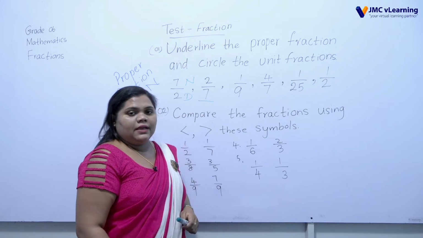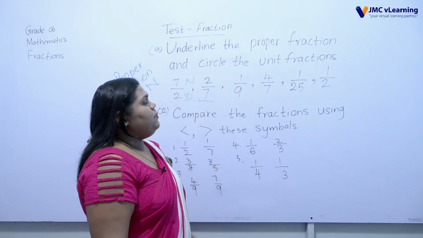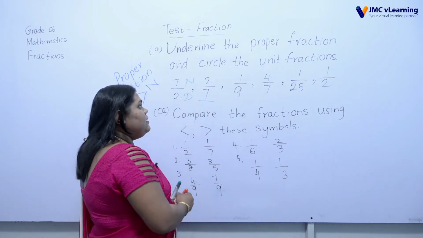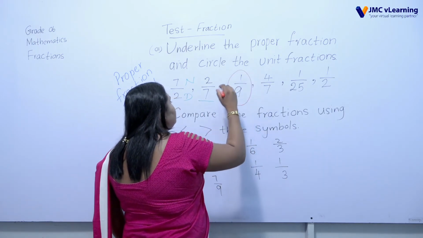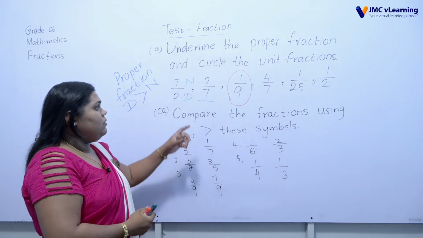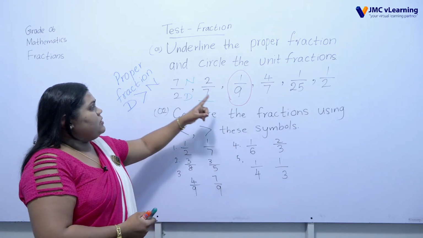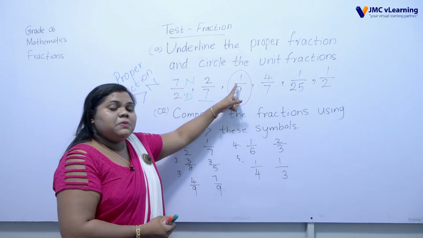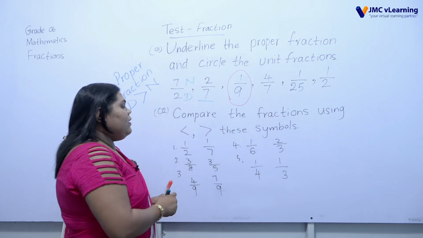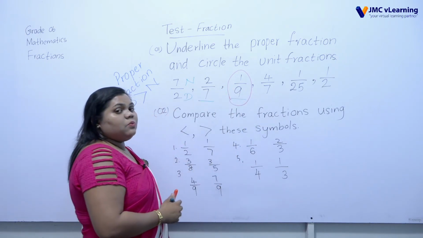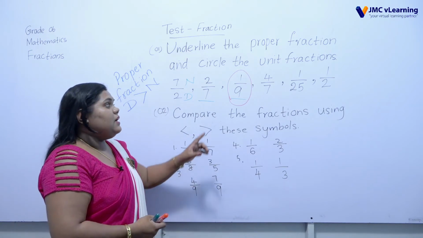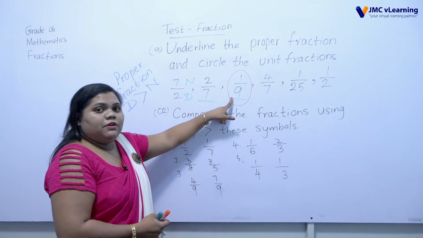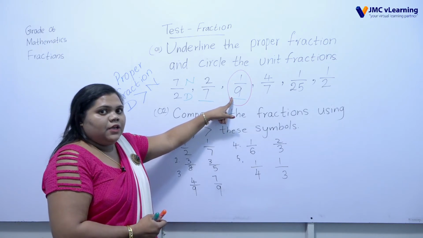1 out of 9. Now what is the numerator? 1. It means it must be a unit fraction. We have to circle it. And after that, I told you, when you talk about the proper fraction, the numerator is smaller than the denominator. It means here the denominator is bigger than the numerator. So we have to underline this. Why? Because this 1 out of 9 is a unit fraction and it's a proper fraction also. Are you clear, children?